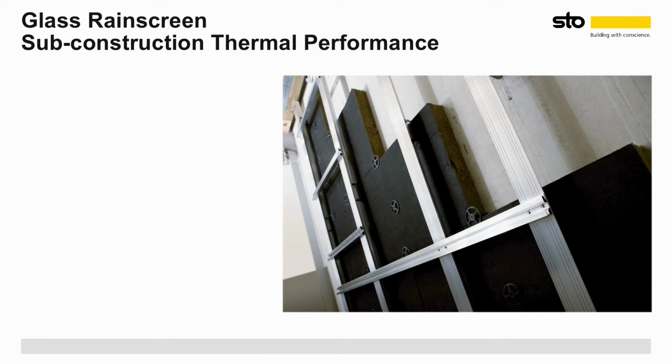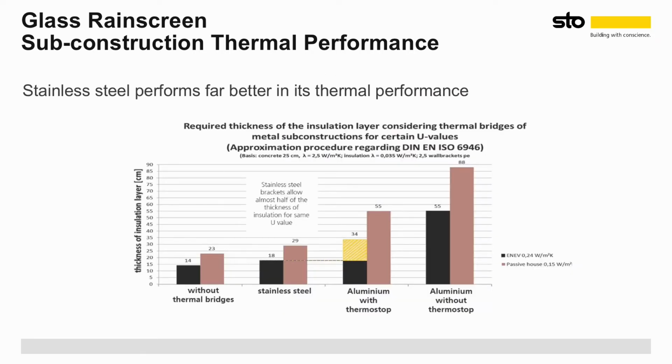When we consider the thermal performance of this type of external wall insulation system, the benefits of using Rainscreen construction are: stainless steel performs far better in its thermal performance and is best used as the supporting brackets. Although the material is more expensive than aluminium, it is far stronger, meaning fewer brackets are required, making the overall cost comparable whilst minimizing thermal bridging.